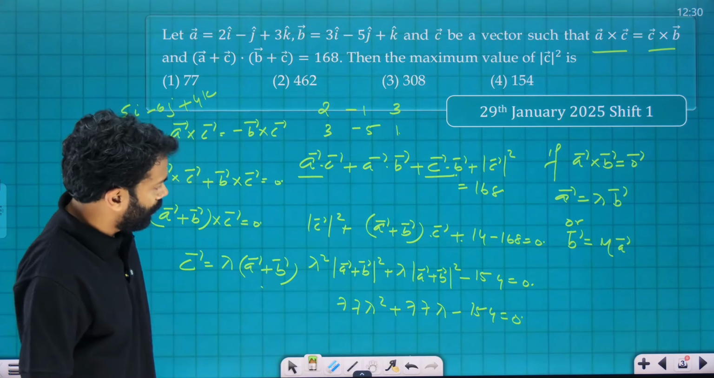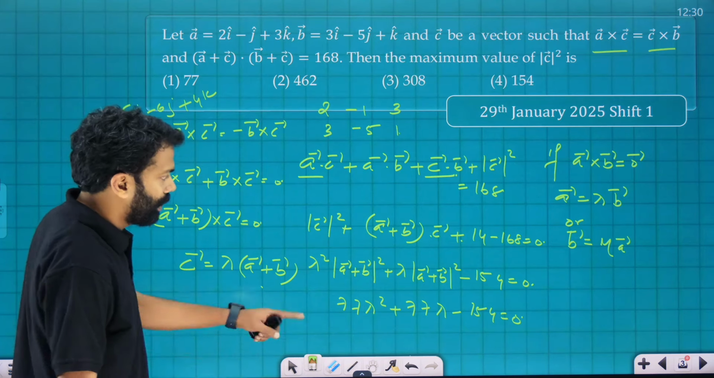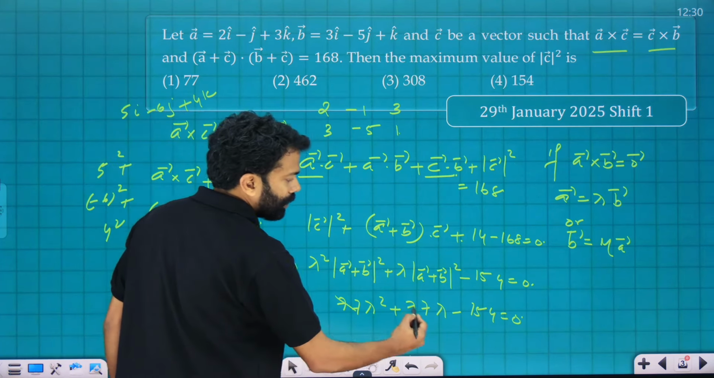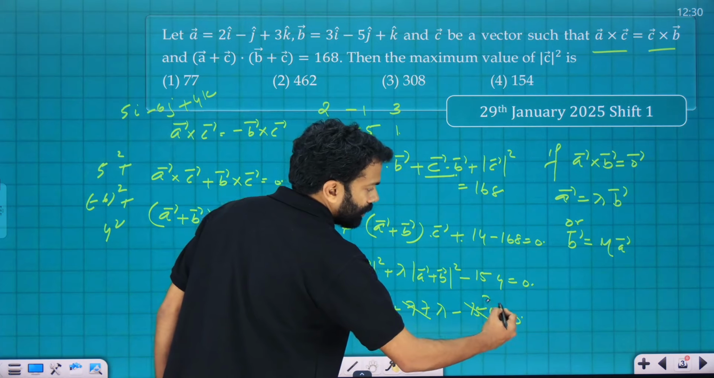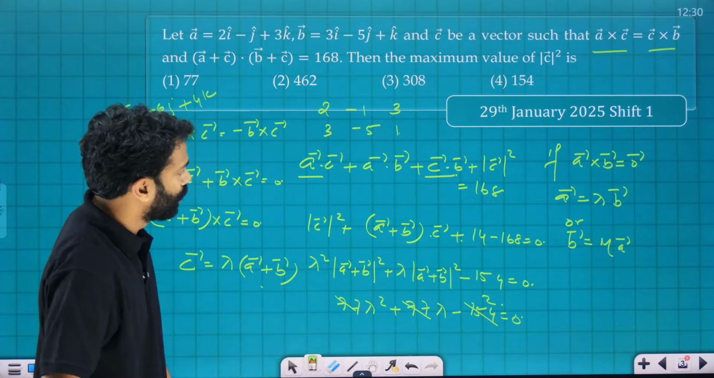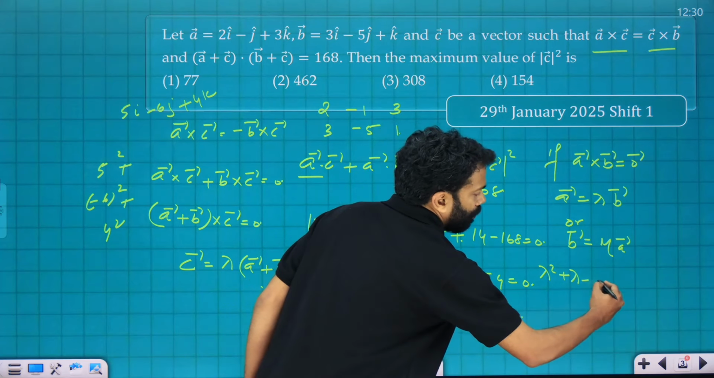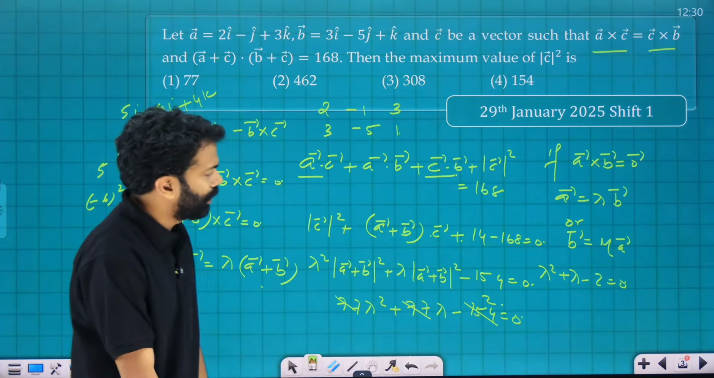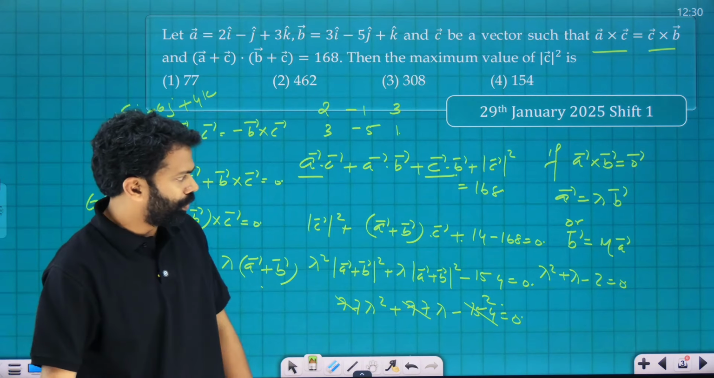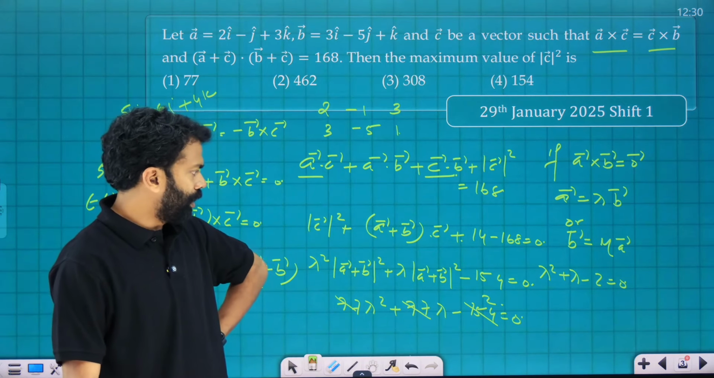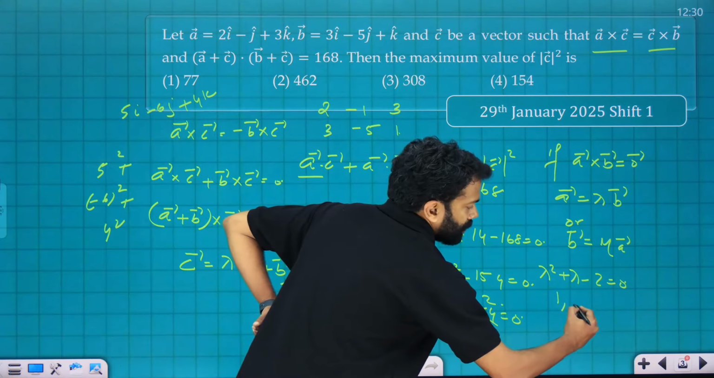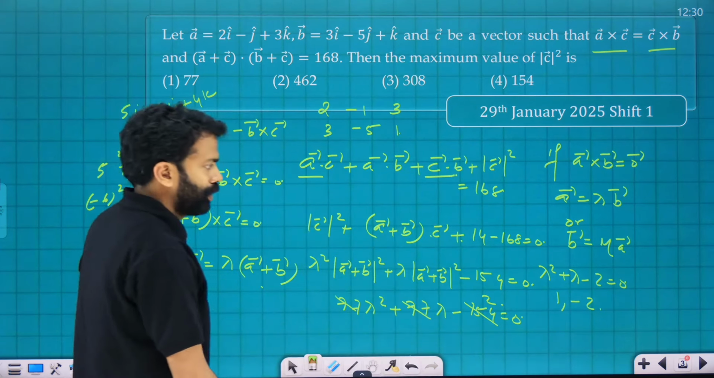A quadratic equation in terms of lambda, now we can cancel, right? Therefore 77, 77 and 154 get cancelled and it becomes minus 2. Okay, therefore lambda square plus lambda minus 2 is equal to 0. That is a quadratic equation in lambda. There will be two values of lambda. The first value will be 1 and the second value will be minus 2. Okay, 1 and minus 2 are the values.